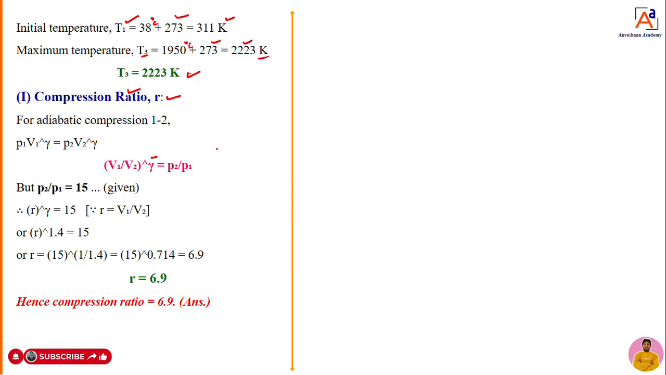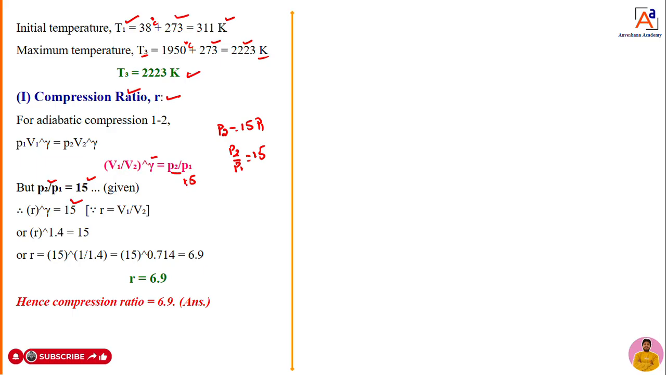As I already told you, he has given P2 is 15 times greater than P1. That means P2 by P1 is equal to 15. The same thing I have written here now, P2 by P1 is equal to 15. It is given in the problem itself. Now what is V1 by V2? Now I know the value of P2, that I will put here, 15.